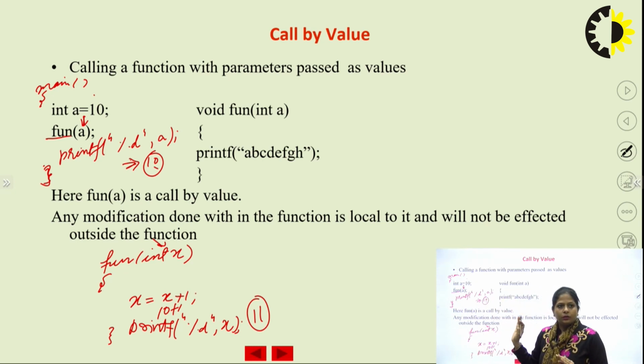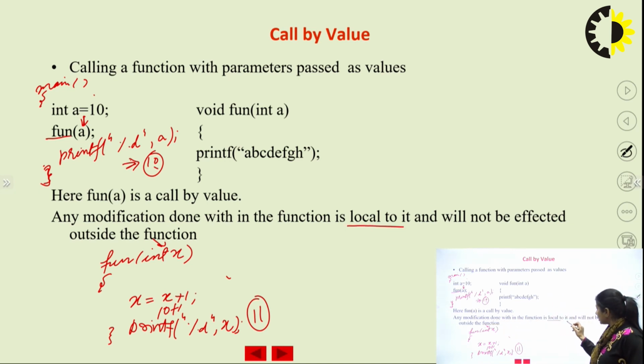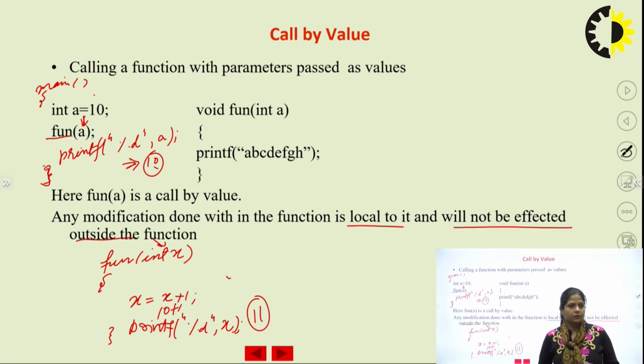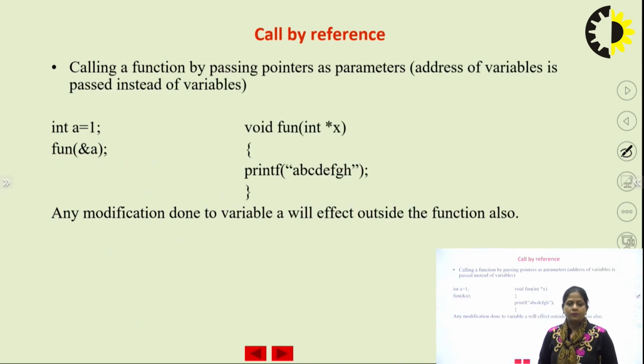So, what is happening over here? Because this is a local variable, whatever changes we are doing will be local to this function, this block of code only, right. So it is not going to affect the actual parameters. That is why we say any modification done within the function is local to it and will not affect anything outside the function. While when we use call by reference, what does it mean?